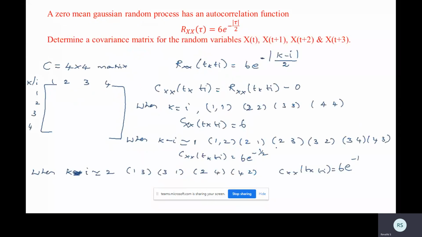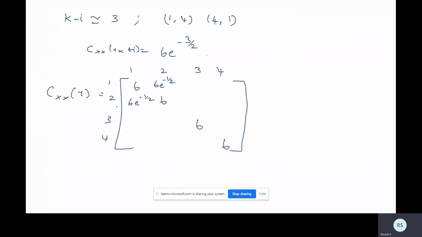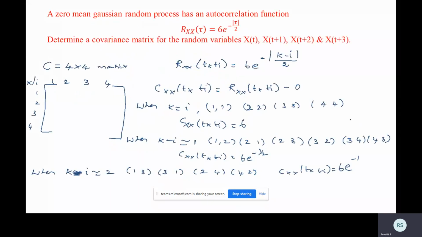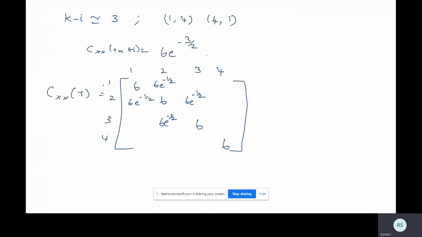Next you can see 2, 3. That is second row, third column. This also 6 e power minus 1 by 2. Third row, second column is this one, 6 e power minus 1 by 2. And next is third row, fourth column, fourth row, third column. The same answer. Okay. So third row, fourth column is here. Fourth row, third column is here. So these are the places where K and I takes the difference of 1. Okay. So these are the places you are writing 6 e power minus 1 by 2.